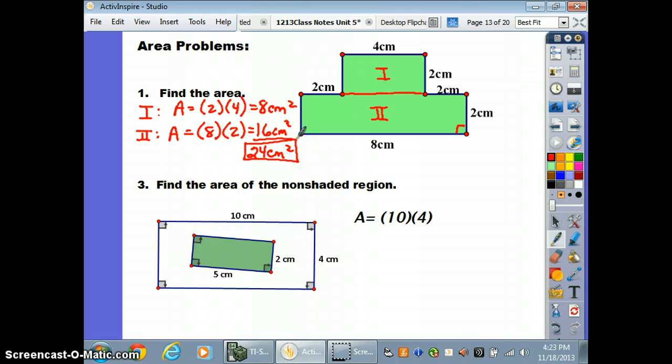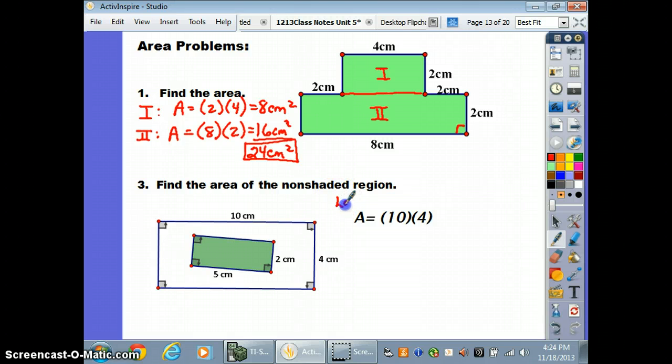Okay. Now here we have a typical problem where they have shading. We want to find the area that's not shaded. So this white zone, okay? It's got this green rectangle. We're going to cut that away. We want to just find out what the white part is left. All right, so I started it out. I said 10 times 4. I'm showing you it's the large rectangle.